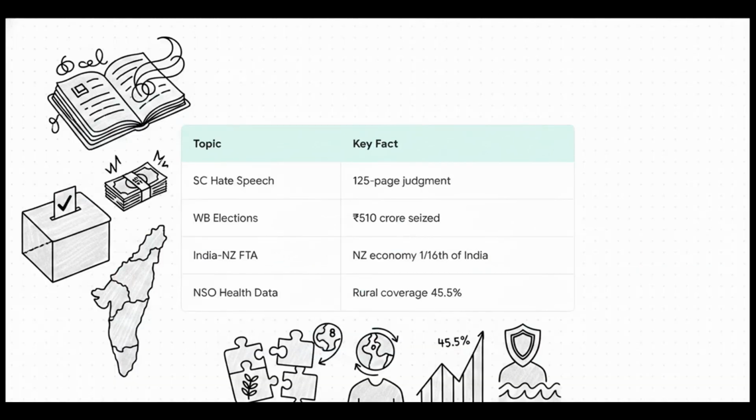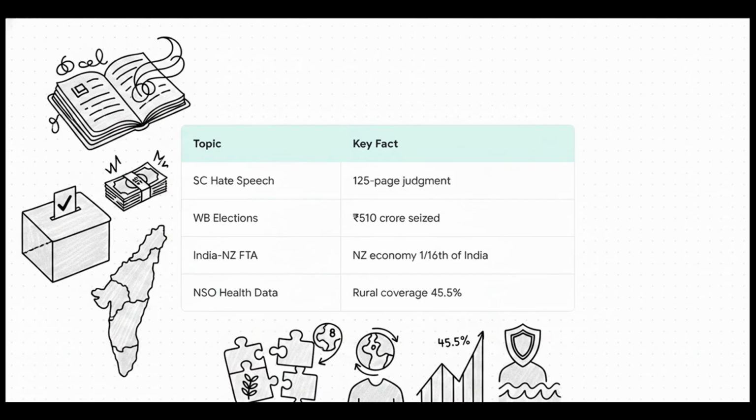Now let's lock in those critical data points with a rapid-fire revision, ensuring you have the exact metrics at your fingertips for those tricky prelims elimination rounds. Ready? First, the Supreme Court hate speech judgment specifically focused on the preamble's concept of fraternity, not just Article 19. Second, during that massive 92.9% turnout in West Bengal, the Election Commission seized an unprecedented 510 crore rupees in illicit inducements.